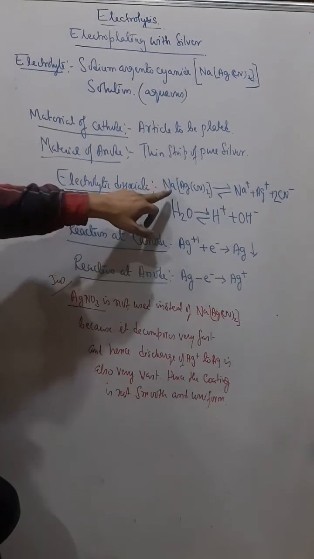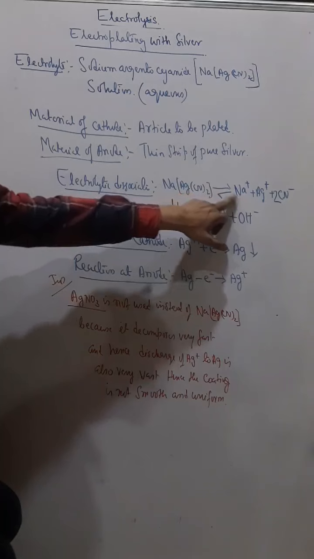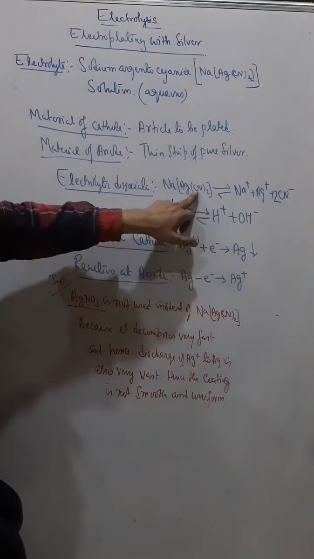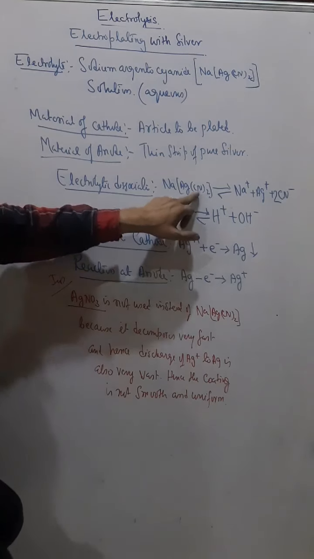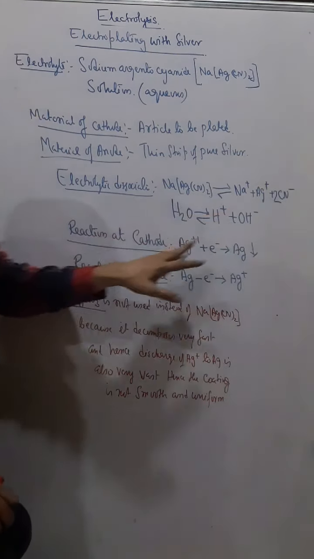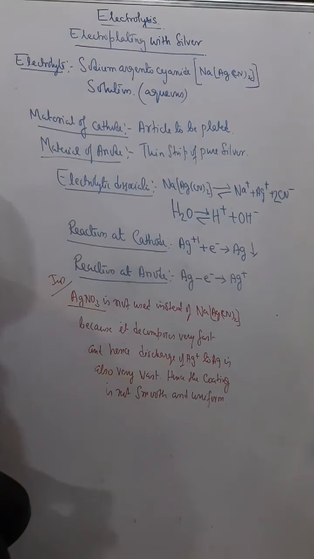Electrolytic dissociation. So Na[Ag(CN)2], how do we dissociate? Na plus, Ag splits to Ag plus, and cyanide, you know, CN is -1, and we have 2 CN, so we write here 2. Then water also dissociates as usual, H plus and OH minus.